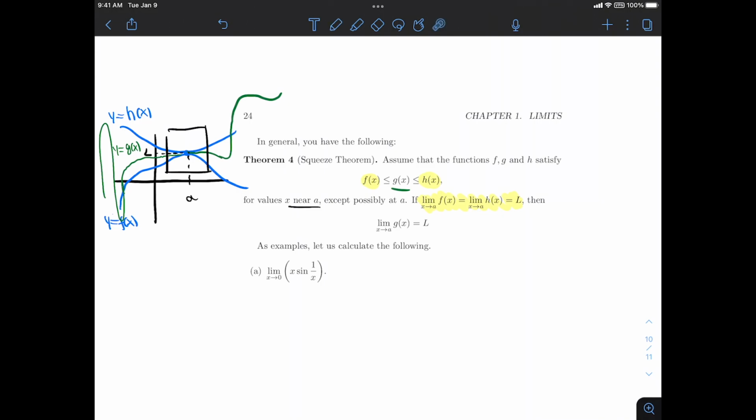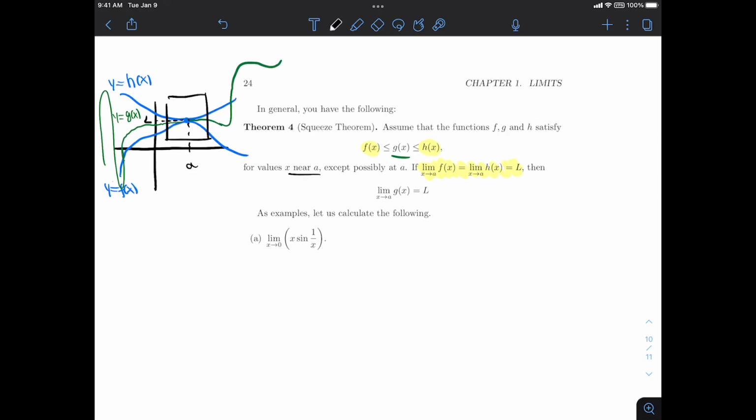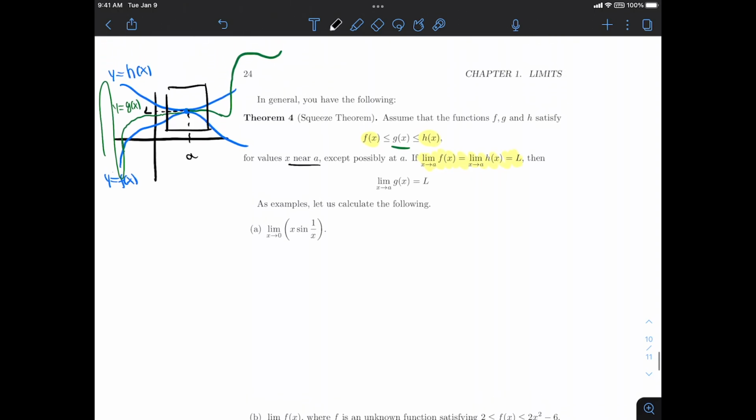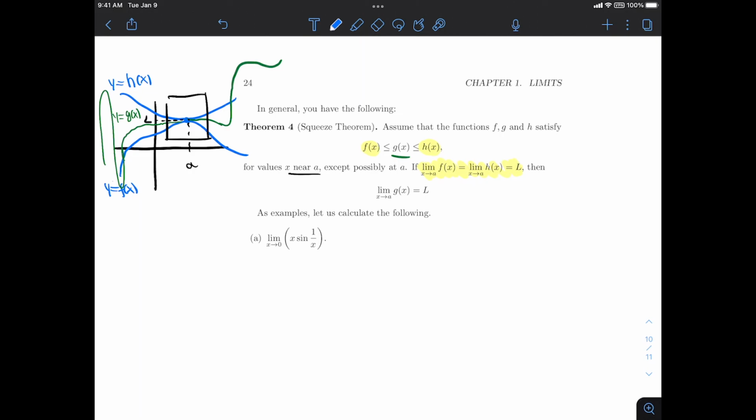So because h goes to L, and because f goes to L, and because g is between these two, g has no other choice but to go to L as well. Okay? So let's see this example. Look at x sine 1 over x, very similar to the previous one. Let's easily and formally prove that the limit of this guy exists. So let's see that.